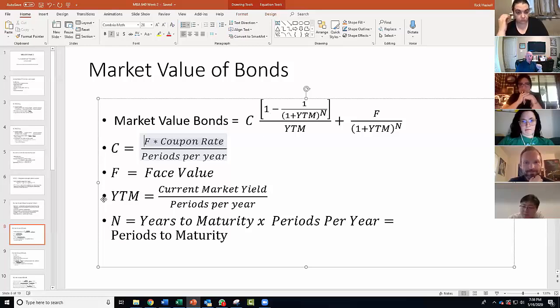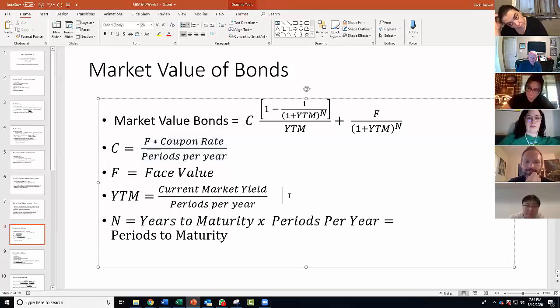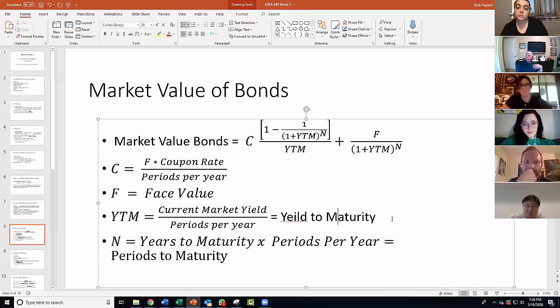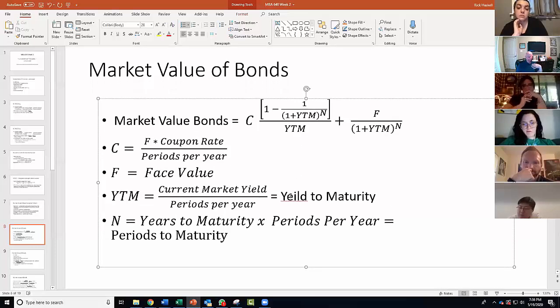Yield to maturity. Let me even type that out because I'm a little surprised that I hadn't done that yet. So the yield to maturity is going to be the current market yield divided by the periods per year in this case. So this is a periodic amount. It's not an annualized amount. It's a periodic amount. I apparently have spelled yield wrong.